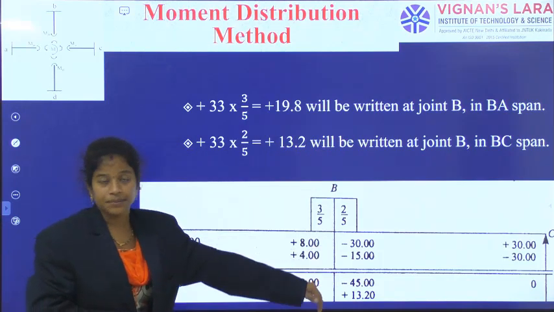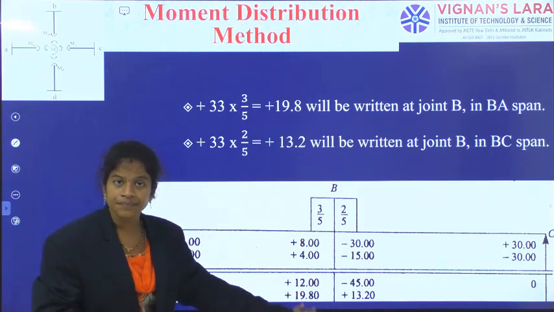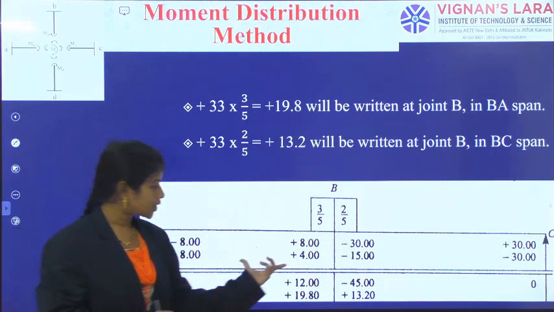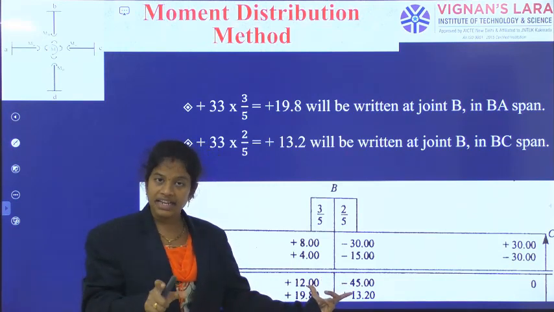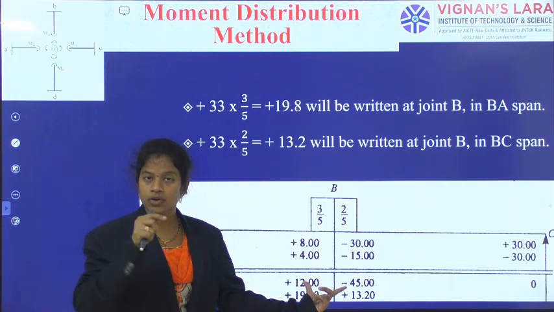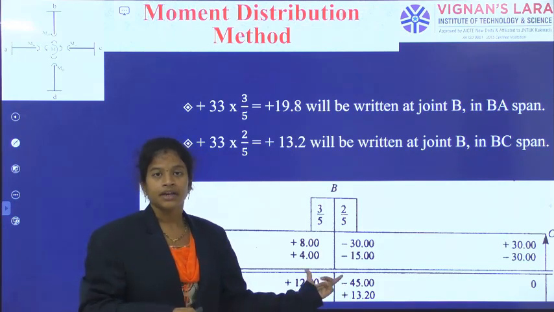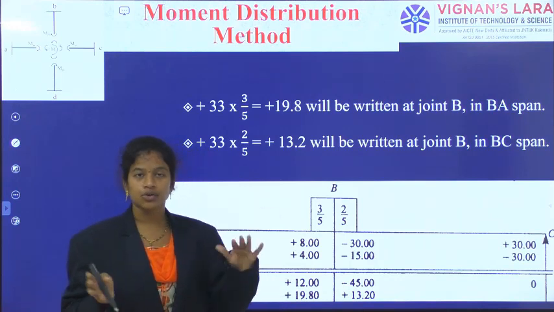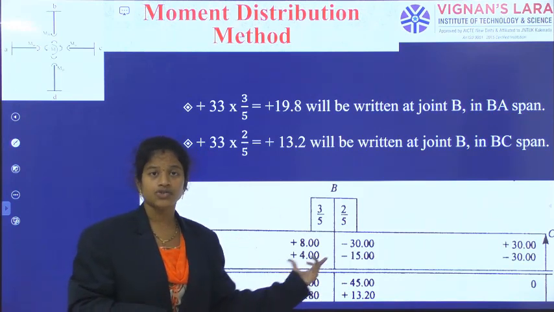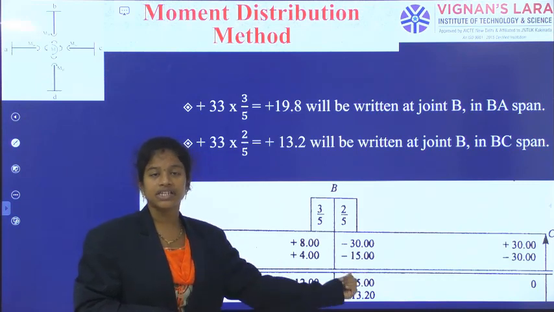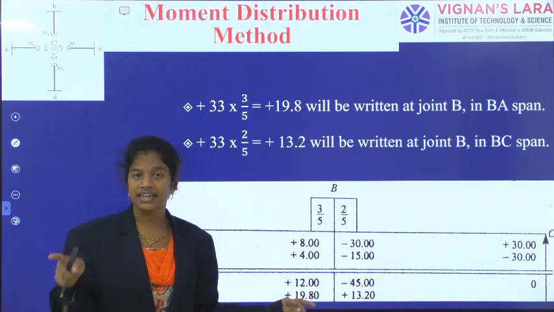Okay, so for the span B towards A, see here, plus 19.8. Why has it come? This 19.8 came because these two summations have given me minus 33. That minus 33 is the unbalanced force at the joint, because these two should be equal in the opposite sign. The summation of those two should be equal to 0 with the joint equilibrium, right? So for the joint equilibrium, the summation of these two should be equal to 0. But here the summation is still minus 33.